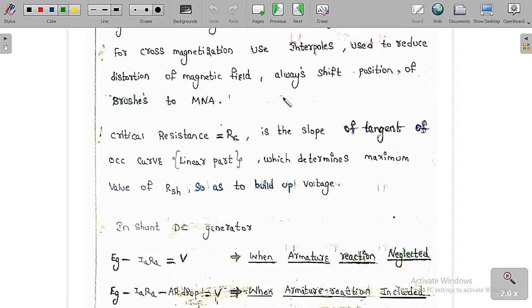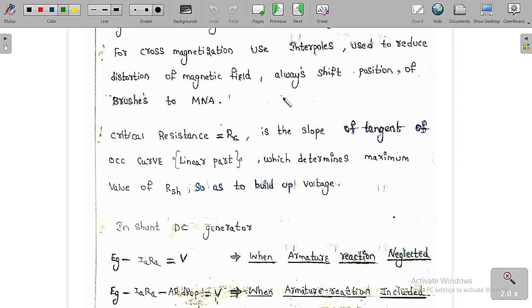Because of demagnetization, the overall flux value will decrease, but with cross magnetization, the overall flux value will never change; it only distorts the waveform in the air gap of the machine. So finally we can say that if you want to eliminate the demagnetization, use the extra series main field winding ampere turns, and if you want to remove the cross magnetization, you have to use the interpoles. Then only we can remove it.